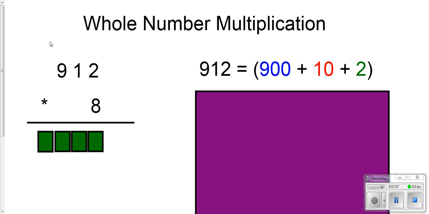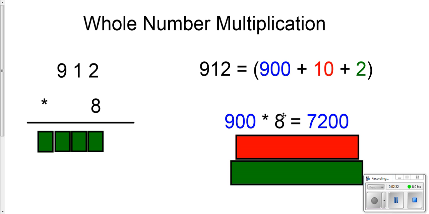Let's look at another way to view this. When you're doing whole number multiplication with larger numbers, a couple different digits, say 9 in the hundreds, 1 in the tens, 2 in the ones, times 8. Now this number, 912, you can break it down and think of it as 900 plus 10 plus 2: 2 ones, 1 ten, or 10, 9 hundreds, or 900. We're going to multiply 8 by each one of those pieces.